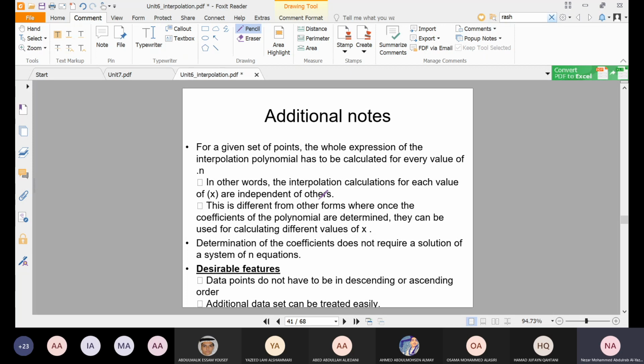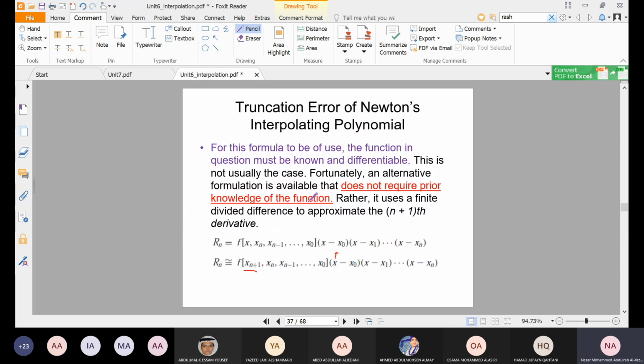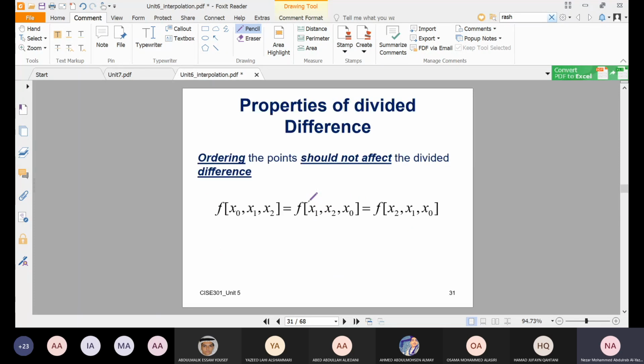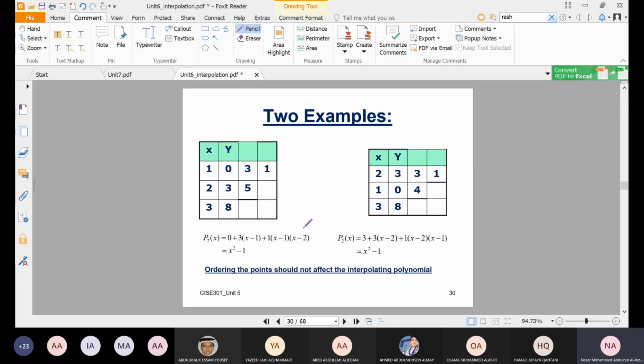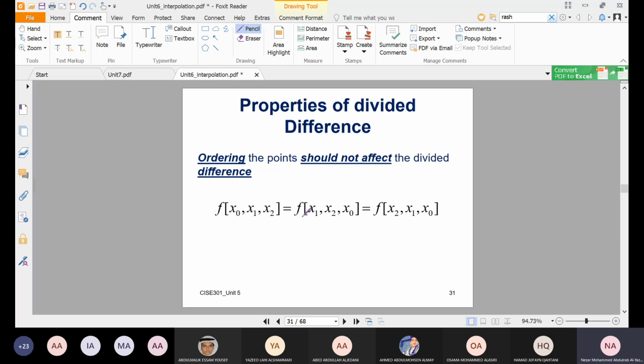The desired feature of the interpolation polynomial is that the data is not required to be in order, for example decreasing or increasing. Any data is okay for us; we can apply it. Because the ordering, as we said, is not very important when we discuss these two examples. If you change the order, it's not very important. If you take, for example, a finite divided difference and change the order, this will not affect the divided difference.